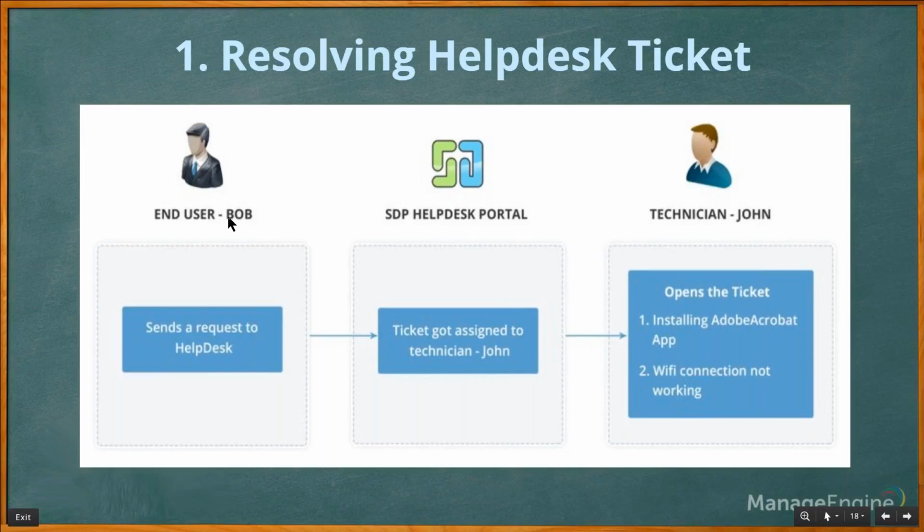So let's assume the end user, Bob, an employee of an organization, submits a ticket through the FTP helpdesk portal. The ticket has 2 requests: installing the Adobe Acrobat application, and Wi-Fi connectivity not working. This ticket is assigned to a helpdesk technician called John. For better understanding, let's assume myself as John, and I'll show you how John is going to troubleshoot and help the user Bob using remote control.